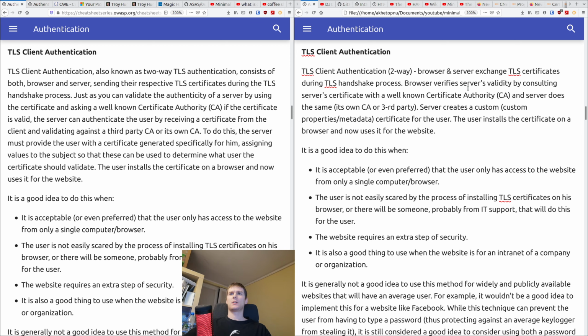The user installs the certificate on a browser and now uses it for the website. It is a good idea to do this when it is acceptable or even preferred.